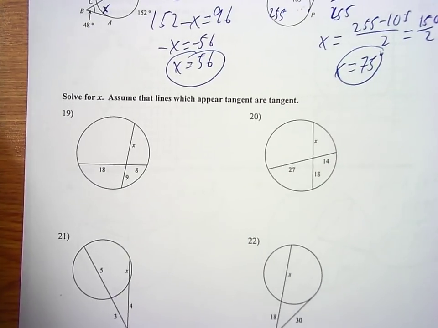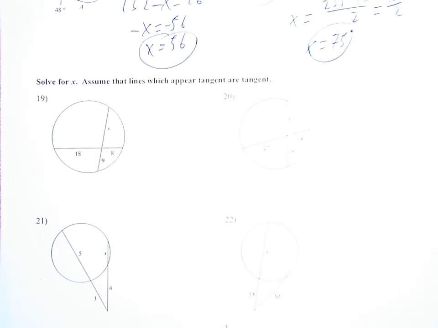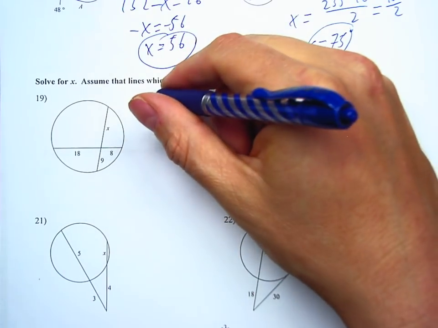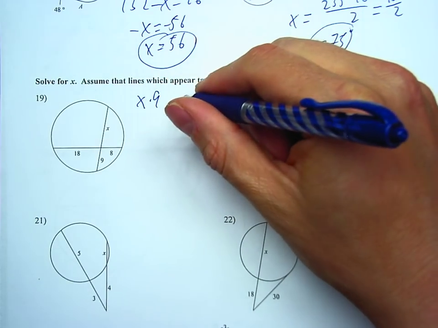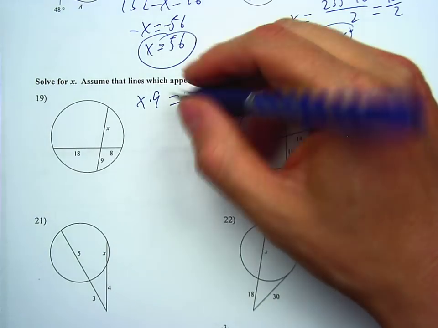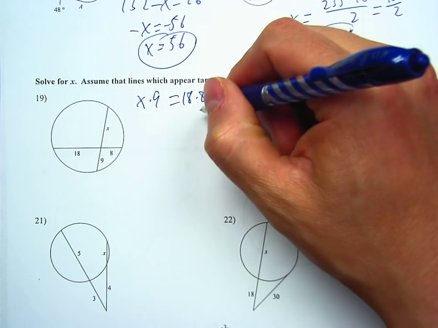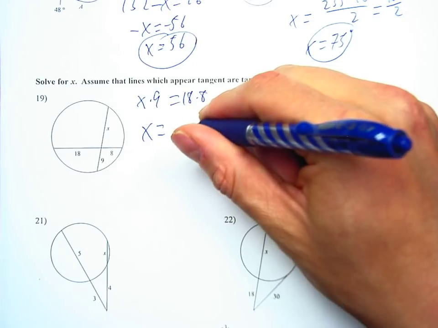All right, question 19. Chords on a circle. So the product of the chords, sorry, light turned off on me. The product of the chords is equivalent on any circle. So I'll take x times 9, and that will be equivalent in value to 18 times 8. Well, 9 goes into 18 twice, so I can just do 2 times 16 here to get the value of x. So I could do 9x equals 18 times 9 anyways. So x is equal to 16.